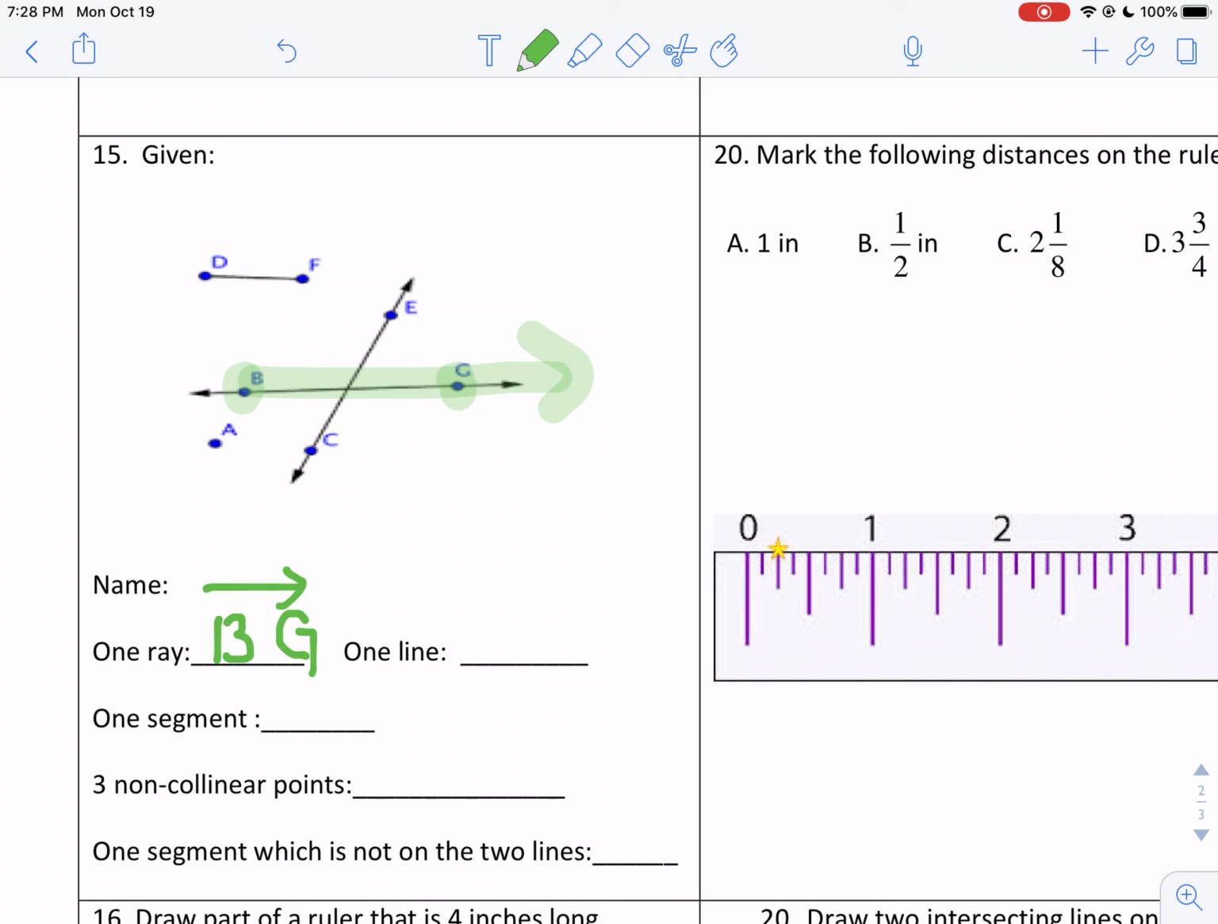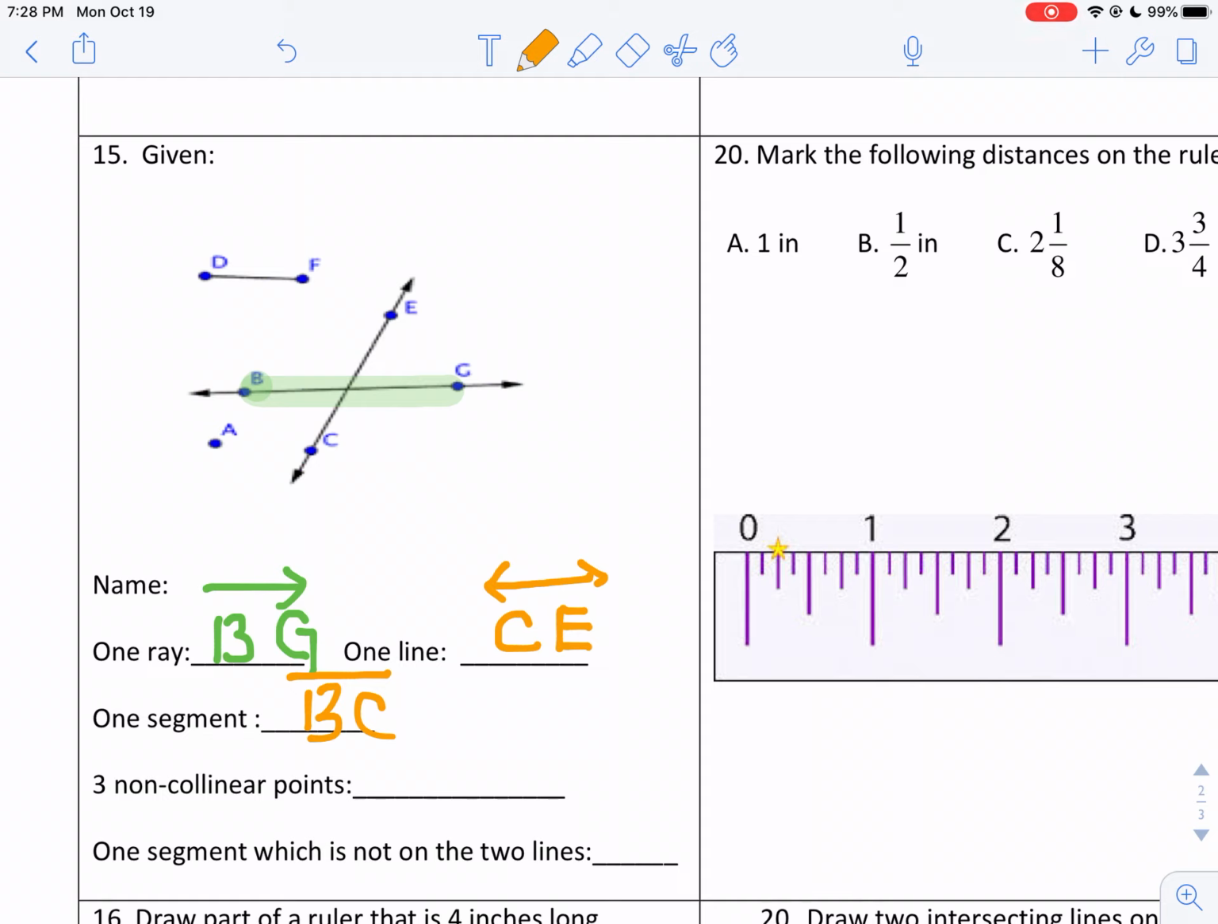Next one, a line. If you want a line, there are 2 lines here, and I'm going to use that one. So you want line CE, and that's just one option. There are 2 here. Again, make sure you have the right notation. If you don't have the arrows on the top, you don't get the point. They want one segment. There are so many segments here. I'm just going to use BG again. Segment BG, and because it's a segment, make sure you have the bar on the top, otherwise it is not a segment.